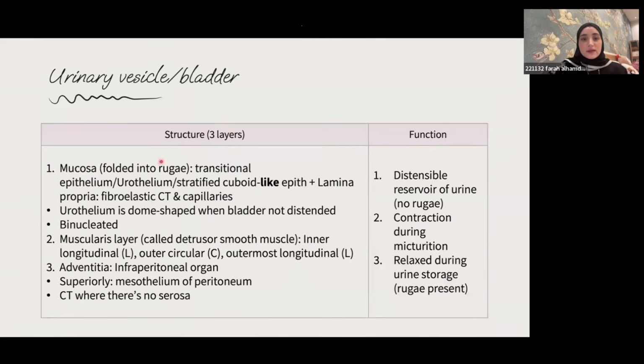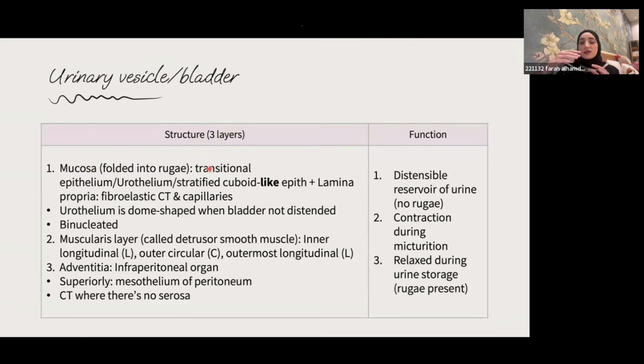The structure of the urinary bladder: we have the mucosa, which is folded into rugae and made of transitional epithelium and lamina propria. It is dome-shaped when the bladder is not distended. Binucleated: we have two nuclei in this transitional epithelium. Then we have the muscularis layer. Like the lower part of the ureter, we have LCL: inner longitudinal, outer circular, and outermost longitudinal.